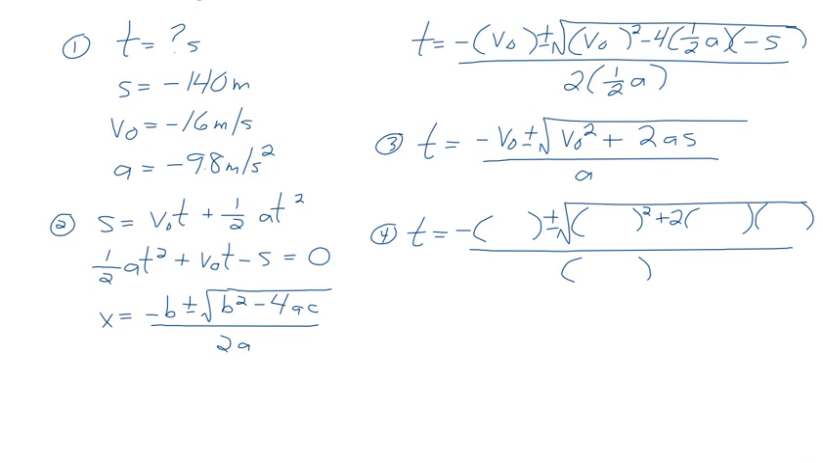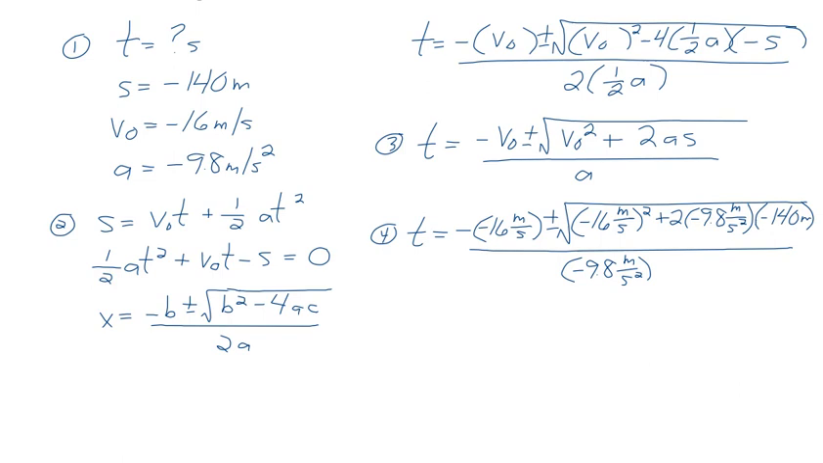So VO is minus 16 meters per second, minus 16 meters per second. The A is minus 9.8 meters per second squared, goes there and there. And the S is minus 140. So this minus is independent of the other stuff in this problem.